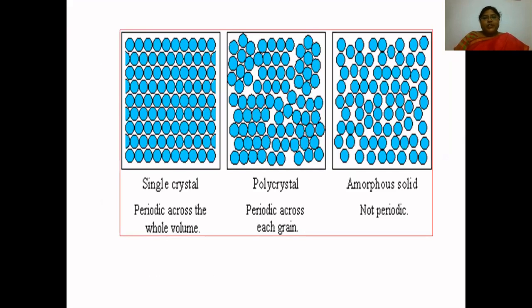This picture gives the description of the arrangement of atoms. In a single crystal, atoms are arranged in a regular and periodic manner. In polycrystal, atoms are regular within the boundaries. Again, in amorphous solids, atoms are irregular and not periodic. In polycrystal, we can observe that atoms are regular within certain regions across the boundaries.